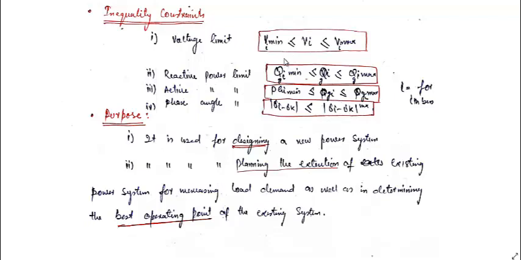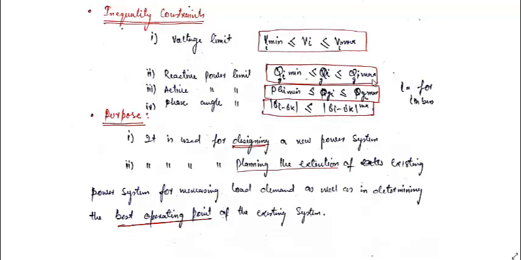For a good power system, you know that Vi minimum should be equal to 0.95 per unit, and Vi maximum should be equal to 1.05 per unit. So this Vi should be between 0.95 to 1.05 per unit, so that the voltage regulation is around plus minus 5%.